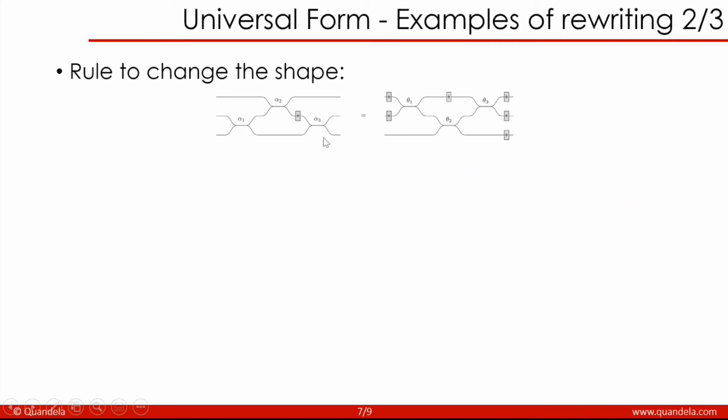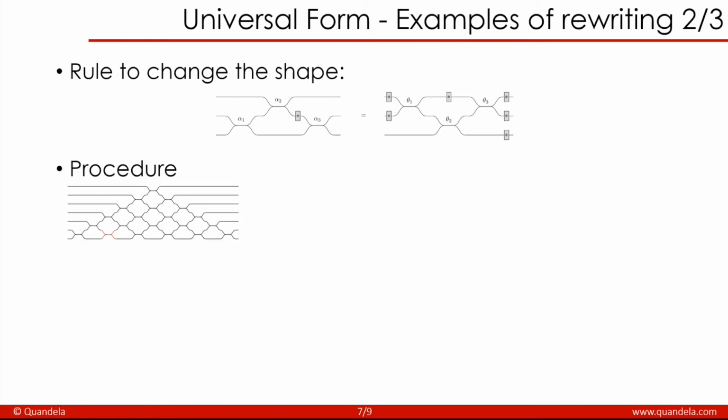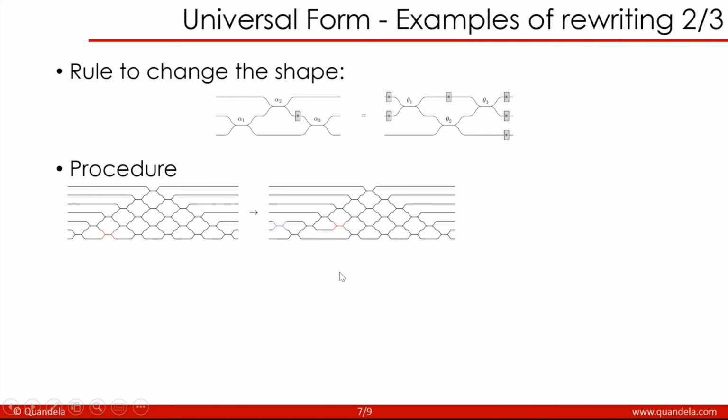So here you can see we have a triangular shape with one beam splitter on the top, and here one beam splitter on the bottom. And with that rule, we can change the shape of the circuit. So imagine that you have a triangular shape that we know how to do, and imagine the red beam splitters, we would like to transfer the red beam splitters to the left. So it will become a blue one here, for example. So we have reshaped one part of the circuit.